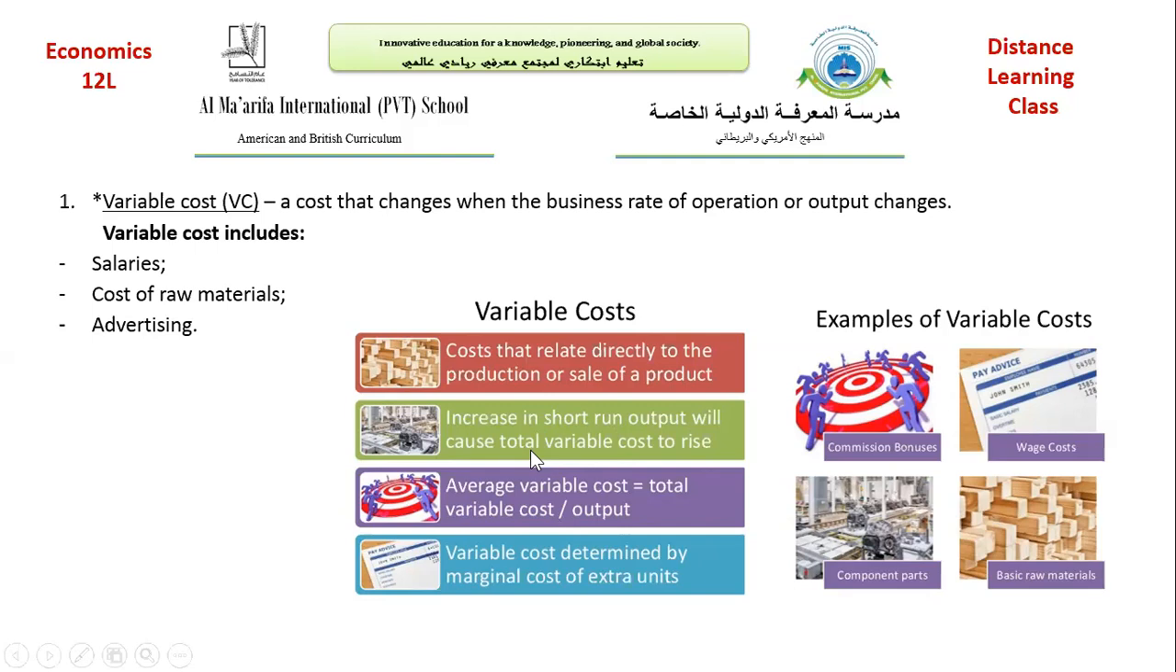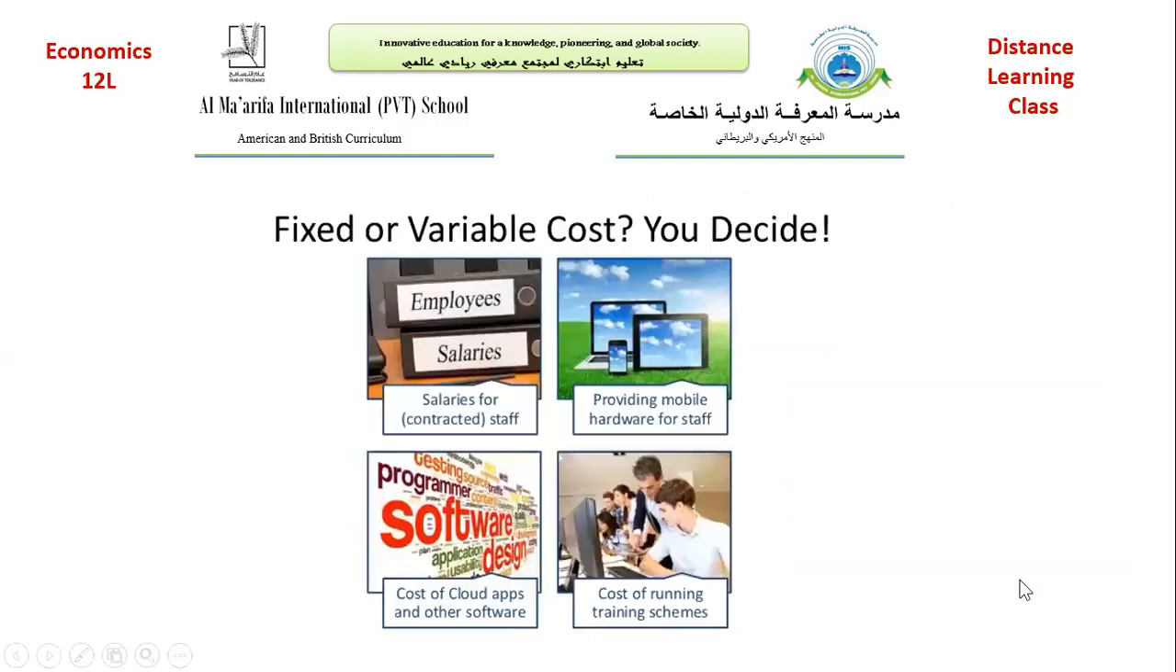Here, average variable cost, again the formula is the same: total variable cost over output. Variable cost is determined by the marginal cost of extra units. Examples of variable cost: commission and bonuses, wage cost, component parts, basic raw materials. And here it's a small self-quiz for you. Can you please identify for me which of those examples are fixed costs and which ones are variable costs?